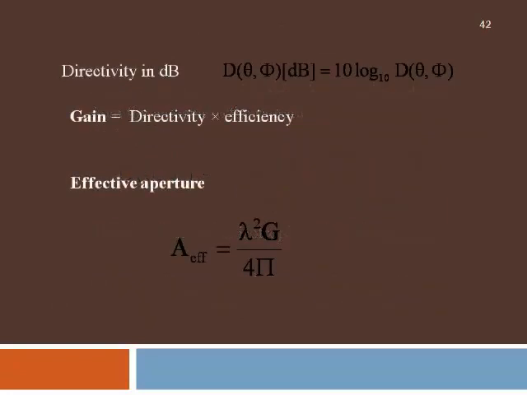The directivity is normally given in dB scale, and the gain is directivity multiplied by the efficiency of the antenna. And this directivity or the gain is related to the effective aperture, which is very much useful for the receiving systems, and they are shown as the equations.